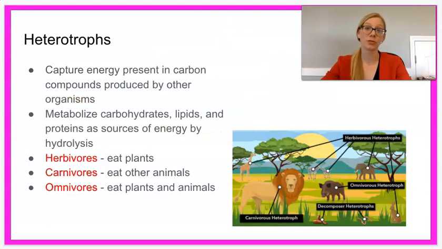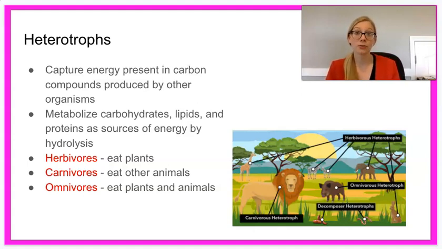So what are heterotrophs? Heterotrophs have to capture energy present in carbon compounds produced by other organisms. Basically, heterotrophs have to eat other things. Hetero is other, right? They have to eat other or different things in order to get their energy source. But they can metabolize carbohydrates, lipids, proteins, all these macromolecules we talked about as sources of energy, and hydrolysis, right? Giving off water, if you will.